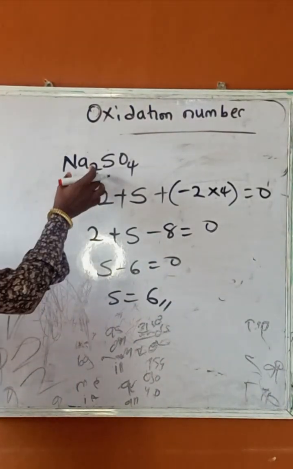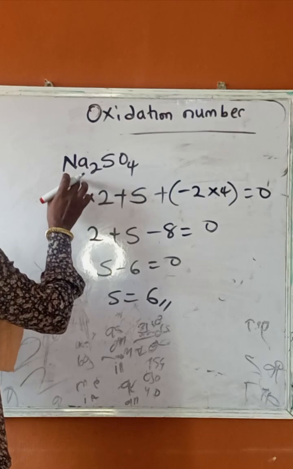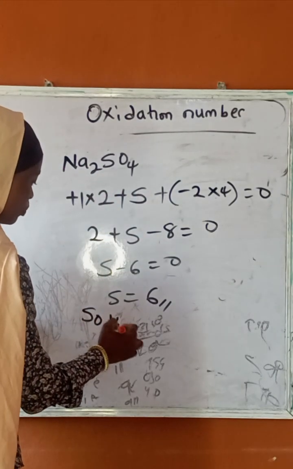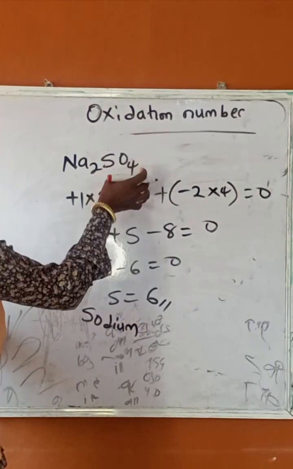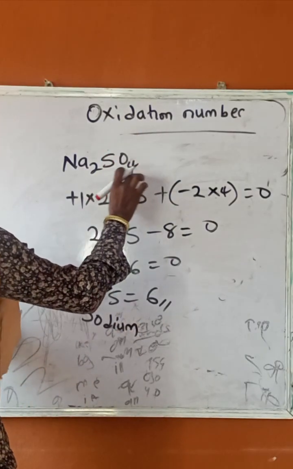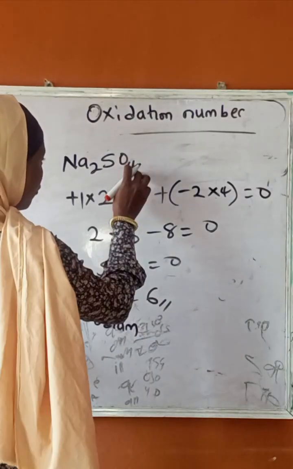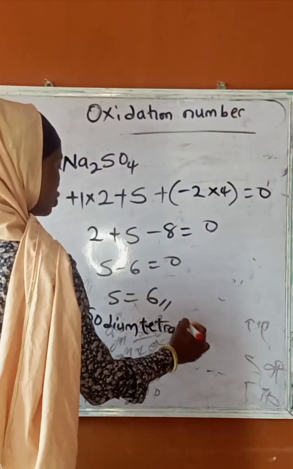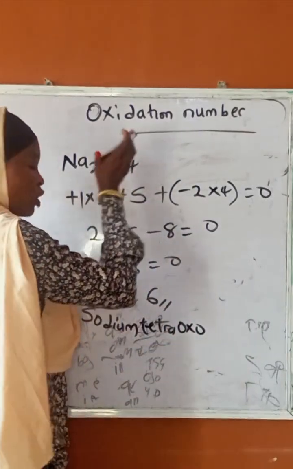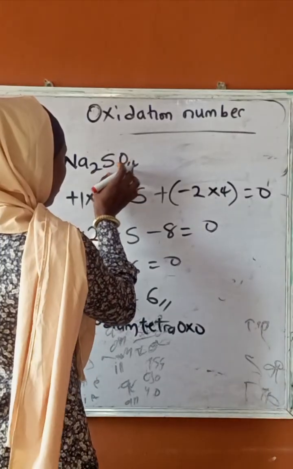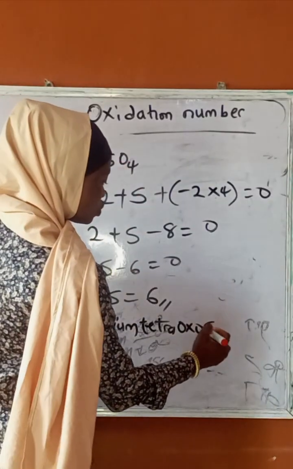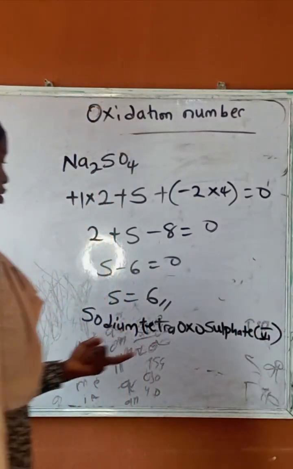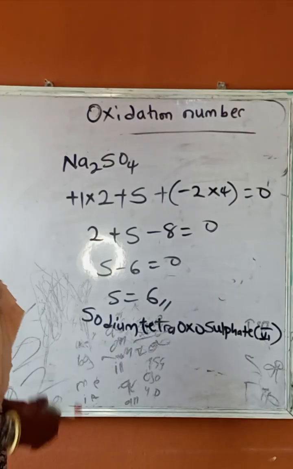If I want to name this compound, I'll start with the first element, or let's say the metal, and Na stands for sodium. Then I'll move to the last element. Then I need to consider this 4. 4 can be written as tetra. Then the oxygen will be written as oxo. So this is sulfur, but because it has been combined with oxygen, it will turn to sulfate. Then the oxidation number will be written in Roman numeral. So that is how to name the compound: sodium tetraoxosulfate(VI).